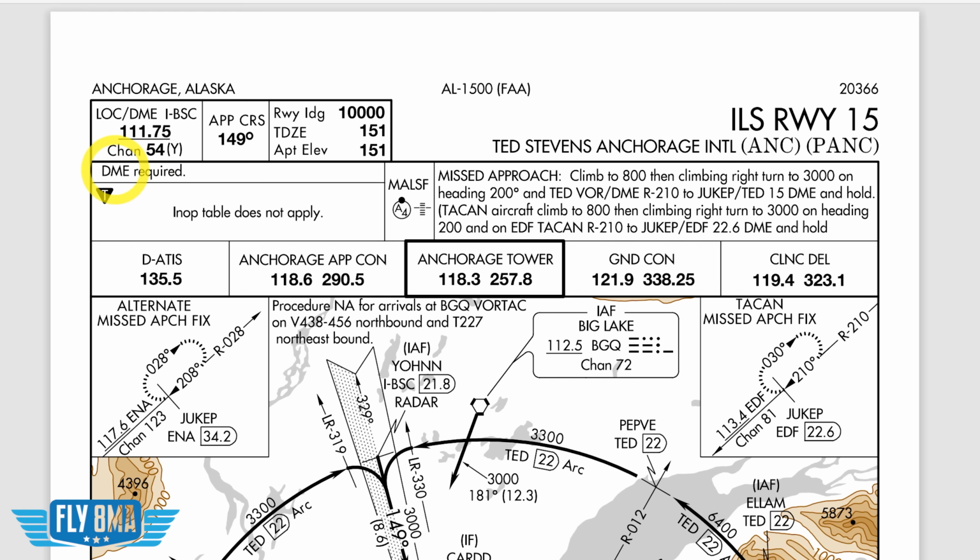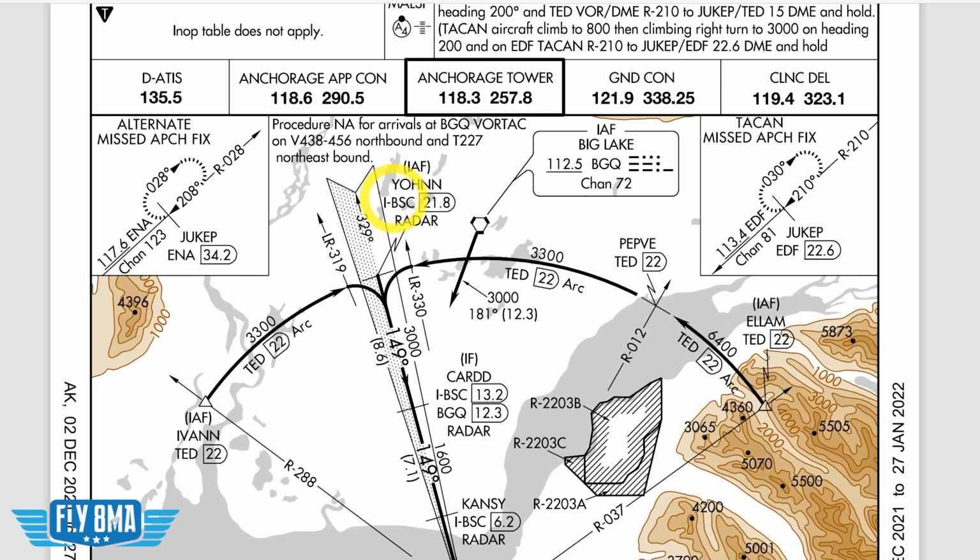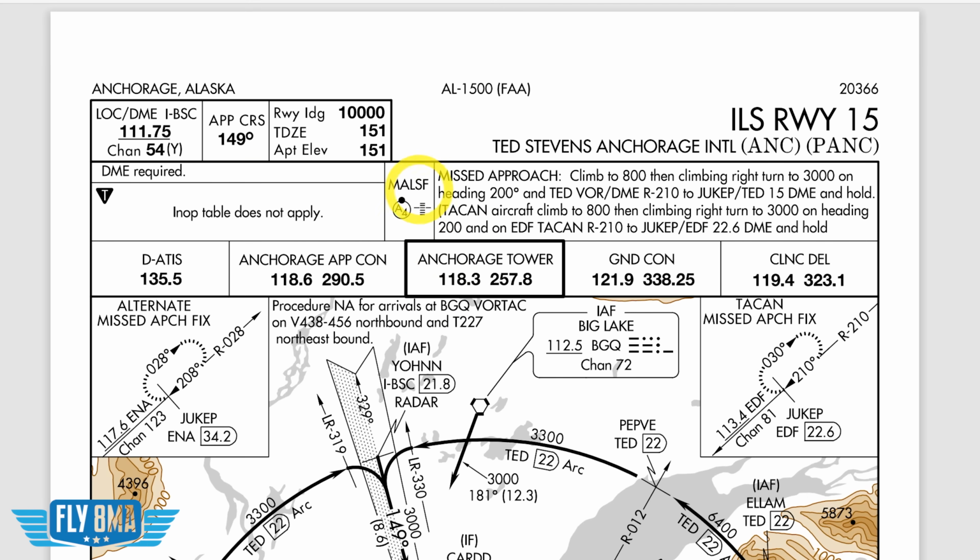DME is required here. It doesn't say DME or radar required on this plate. DME is required. All right, so just because we have a radar fix here, that's radar, and ATC could identify that for us on radar, does not matter. We still have to have DME installed on the airplane.